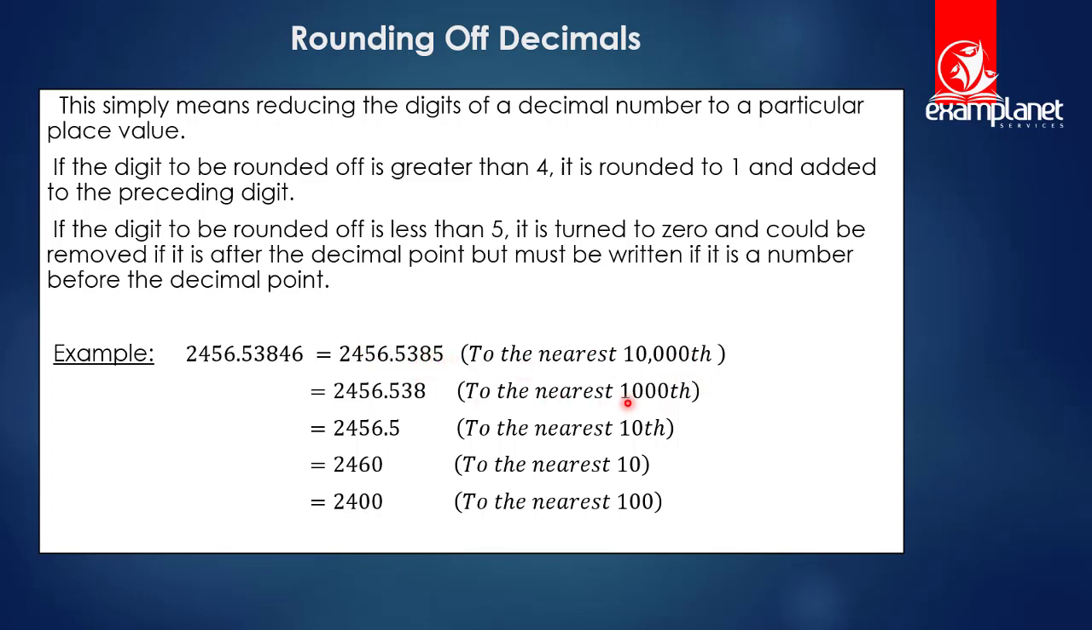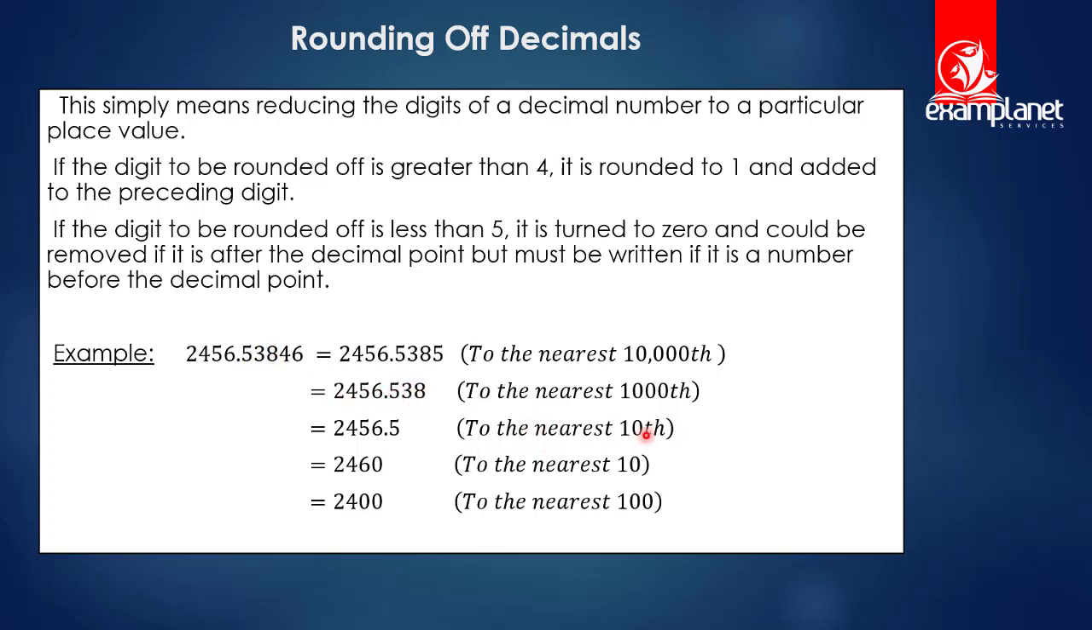Okay, if we want to round off to the nearest 1,000, so we have our 10,000. So we are coming to this point here, which means we need to round off this immediate number. Forget about this one. Just the next number to where you're going is what you round off. So we have 4. Since it is not up to 5, what does that mean? We turn it to 0 and we eliminate it. Yes, turn it to 0 and eliminate. And once you turn to 0 and eliminate, every other number after it is eliminated automatically. So that gives us 2456.538 to the nearest 1,000.